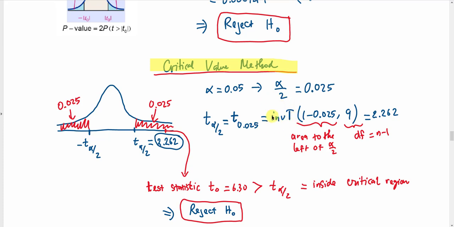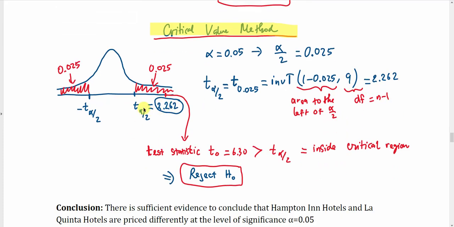And the commands on the TI-84 and 83 are inverse T. You take the input of the area to the left of that critical value. We know that this is 0.025, so the whole thing is 1. So 1 subtract this portion gives you the left area of this critical value. So let's take the input of the area to the left of that critical value, and then comma the degrees of freedom. That gives me 2.262. And this value is the critical value, 2.262.